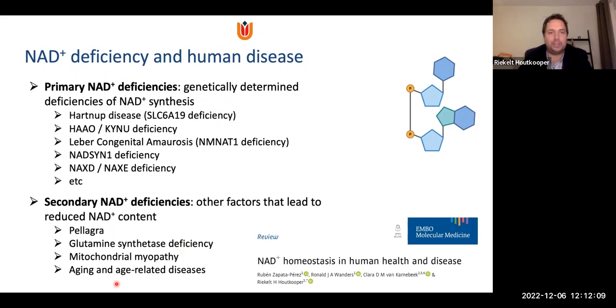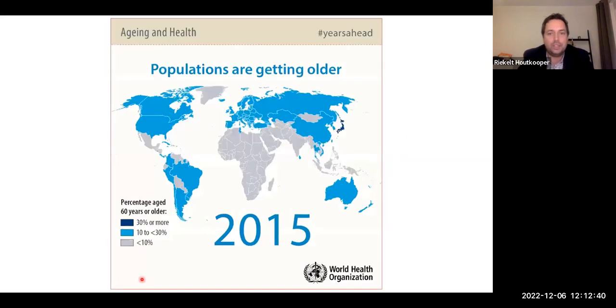If you want to know more about any of these diseases, either the primary or the secondary, I encourage you to read this review that we published last year that covers all of them in more detail. But for today, we'll focus more on aging and age-related disease as the primary focus of the work that ultimately circles back at the end of the presentation to the inherited metabolic diseases and NAD. So first, a couple of slides on aging.